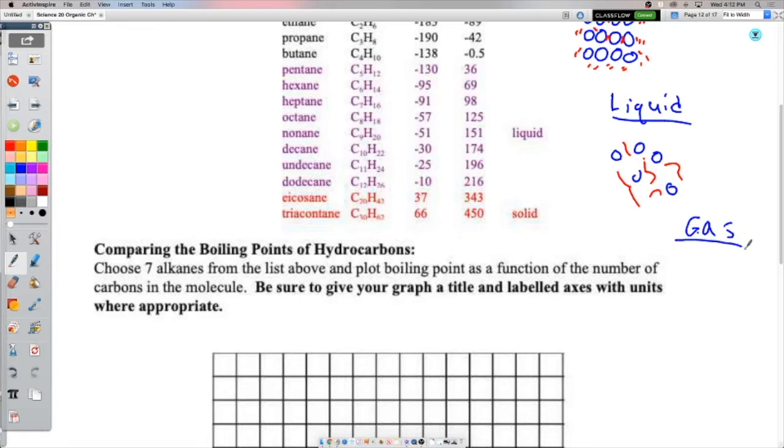So once it's a gas, you've heated the particles up so much, they have a lot of energy, they are flying around. They don't even have to stay together anymore. They'll actually come out of the pot that you're boiling them in, right? So they're flying around like crazy, right?